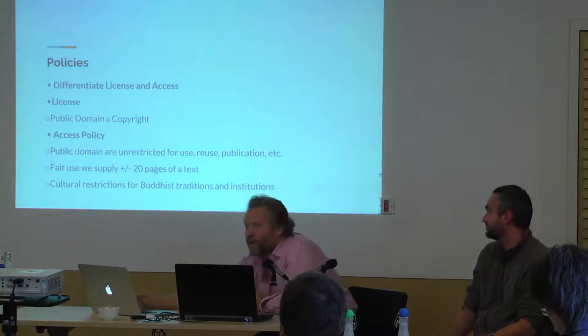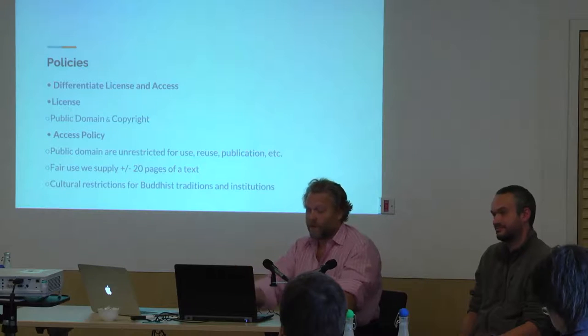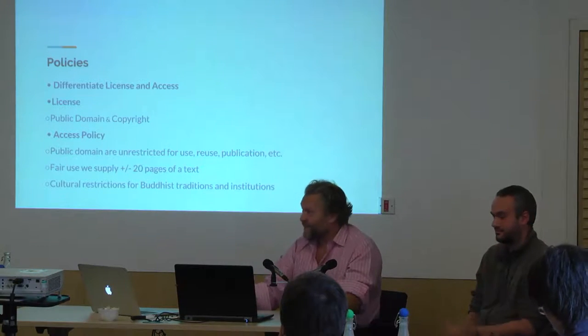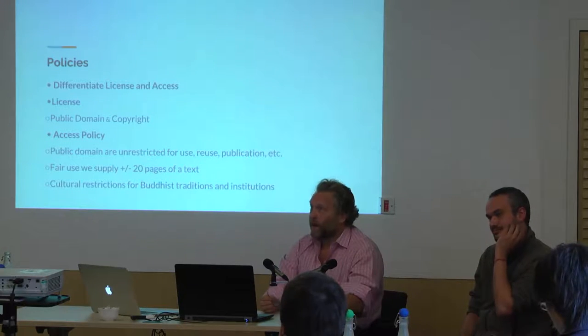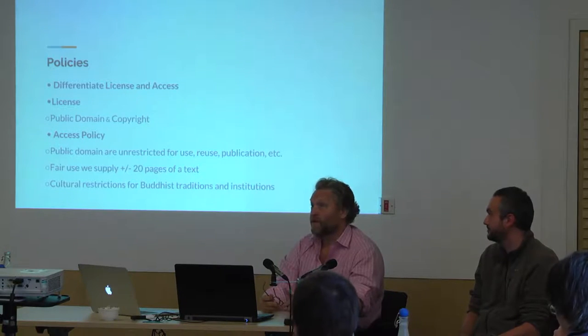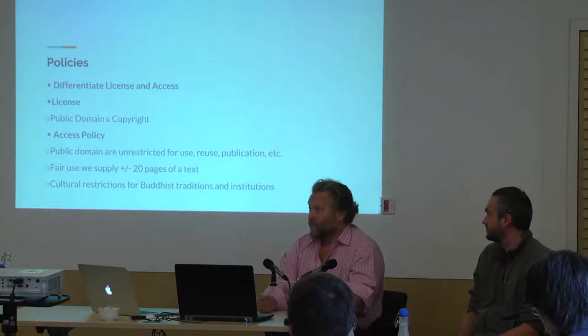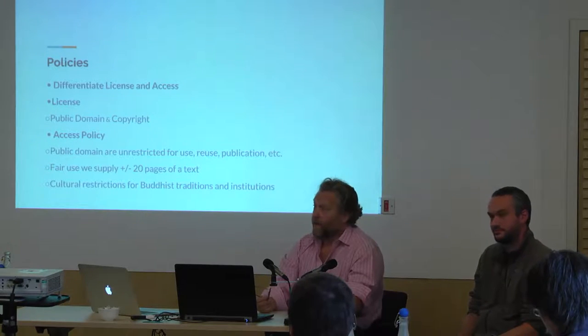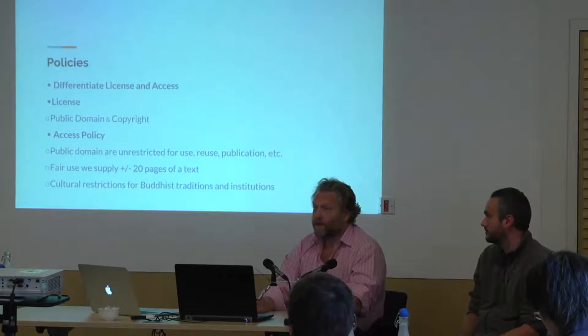So policies: how do we make stuff accessible? A big thing we've worked on is we differentiate license and access. We worked with a copyright activist at the Harvard Library who obviously has much more of an interest in making things accessible than restricting them, and is concerned with cultural heritage projects that are using copyright in ways that aren't necessarily appropriate. For instance, if you have an image of a public domain text, the image is not copyrightable. We have about 75% of our libraries in the public domain. So we had to deal with this.